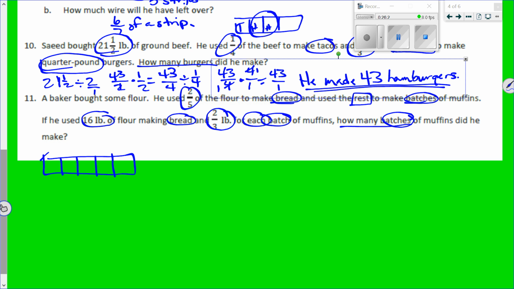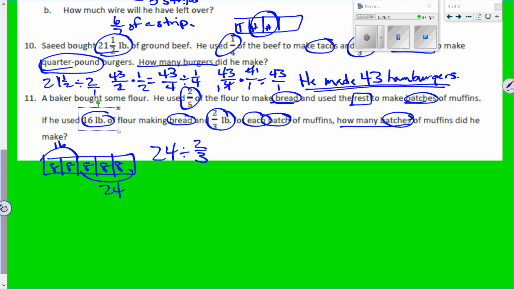I have 2/5 of it was for bread. That's 16 pounds. So if this is 16 pounds, what's my ratio constant? What goes in each? 8 for my ratio constant. That means I have 24 pounds of flour that I use for the muffins. So my 24 is being divided into 2/3 for each of the batches. So again, we do our keep, change, flip. I got 2 and 24. I can reduce that out by 2. 12 times 3 gives me 36 batches of muffins.